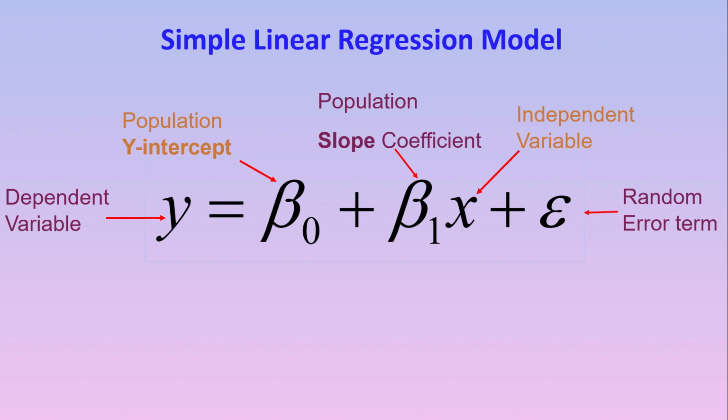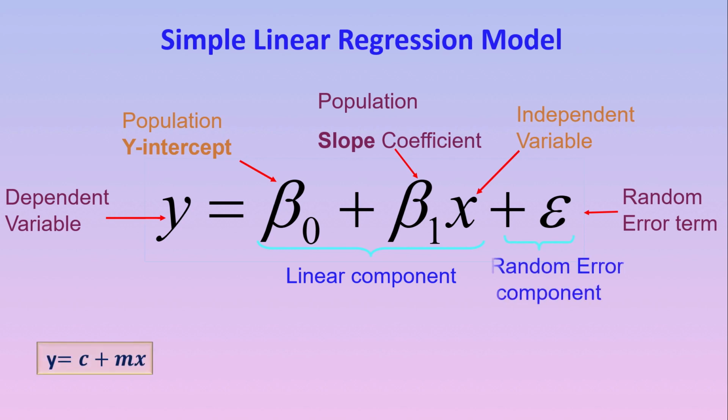The y equals beta naught plus beta 1 x is the linear component. Compare with this. What is this? y equals c plus mx. That is the equation of the straight line. It is very similar to y equals beta naught plus beta 1 x. This part is called the random error.